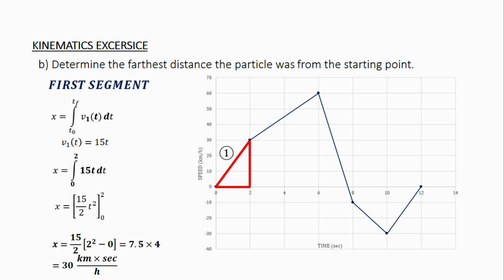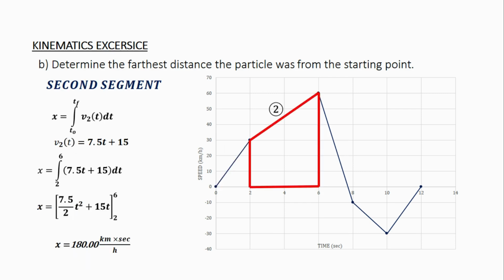Now let's look at the second segment. Following the same steps and knowing the function that defines the line, we integrate this time over the interval from 2 to 6 seconds, obtaining a distance of 180 kilometers-seconds per hour. Note that, as expected, the end time of the previous interval is the start time of this interval.